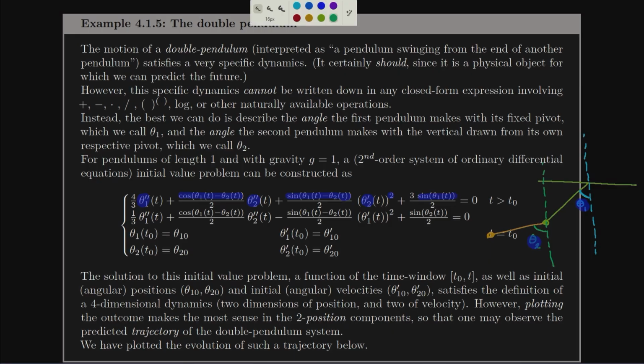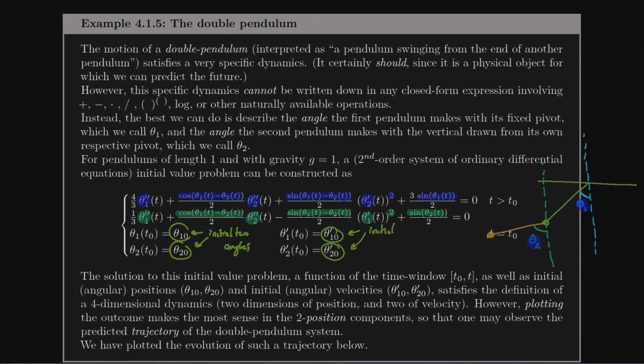And you can talk about the acceleration of the first against the cosine of the difference times the acceleration of the second minus the sine of the difference. So that's what's changed. And then that relates to the velocity of the first squared, and then plus the sine of the second. So that's going to be equal to 0. And then these last final 4 terms here, these are just the initial conditions describing the initial 2 angles and the initial 2 velocities. And so if you end up solving this, you would solve it dependent on these initial two angles, and you do end up with something truly described as a dynamics.